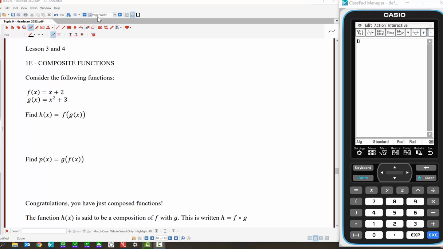In the final lesson of the Headstart program, we looked at composite functions. So here's f of x and here is g of x. What we're going to do is find h of x, which equals f of g of x. So let's write it out. What is f of g of x? We'll write out h of x equals f of, and g of x is this thing here.